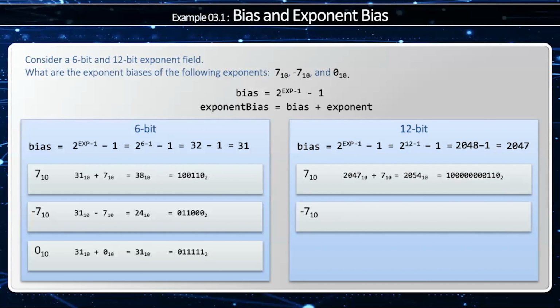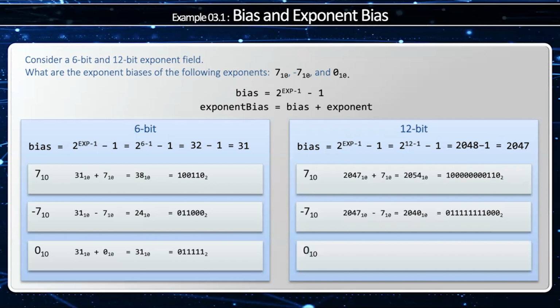Now we're going to do negative 7. So that's 2047 minus 7, which is 2040, and which is going to be 0, and then a whole bunch of 1s and 0, 0, 0. Now, once again, compare this with my 6-bit version, and we're going to see my most significant bit is the same, 0. My least significant bits are the same, 0, 0, 0. But the filler is different, and we're going to have all these 1s in the middle. In other words, with a positive number, we fill with zeros. With a negative number, we fill with 1s. And then finally, my 0, as you can imagine, is going to look exactly like my exponent bias.